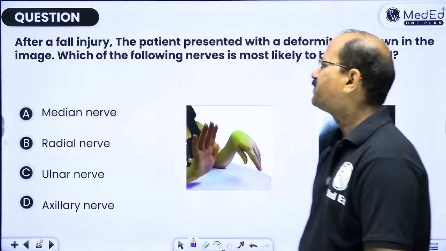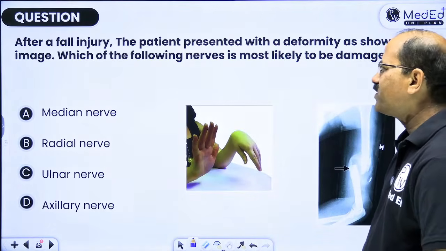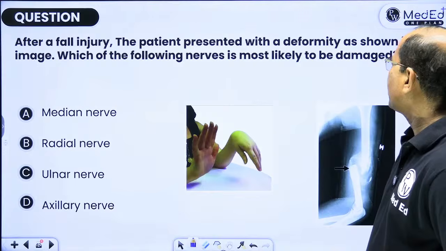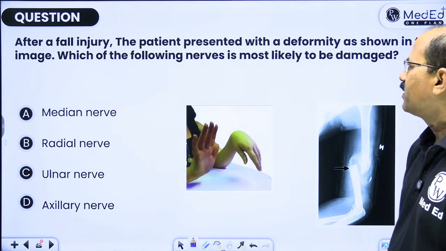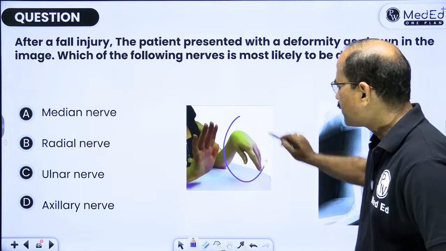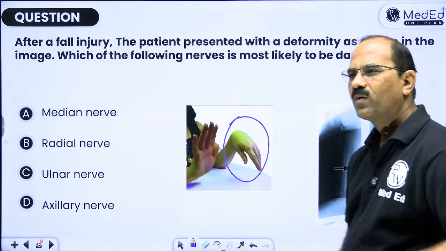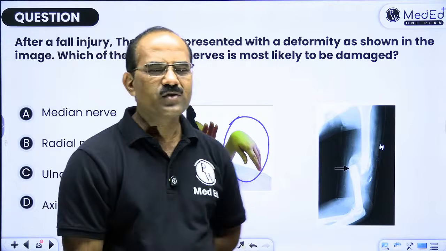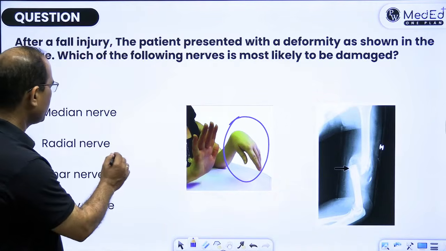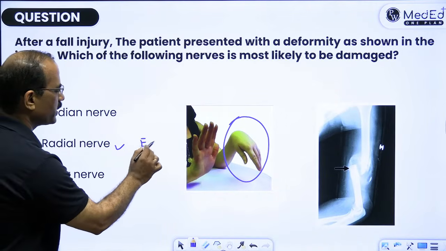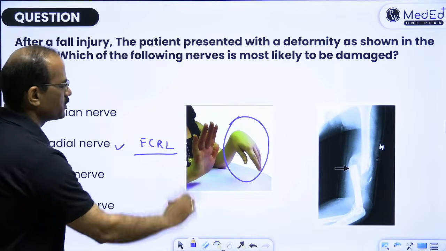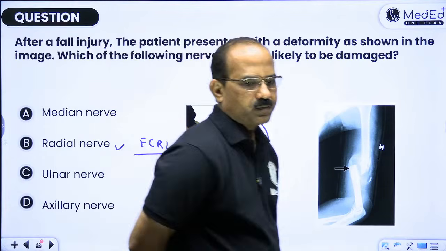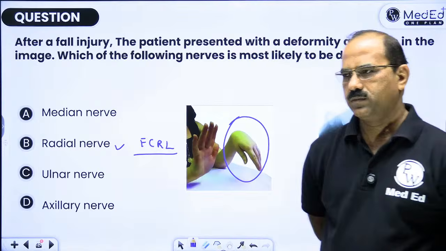Fine, great. After a fall, the patient presented with a deformity as shown in the image. Which of the following is damaged? What is this? ये क्या है? What is this condition? Wrist drop. And wrist drop is due to injury to the radial nerve. Muscle है, extensor carpi radialis longus. Easy.